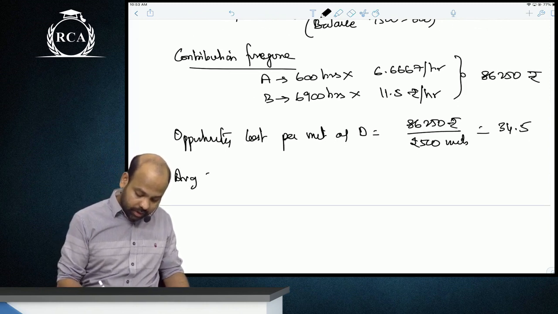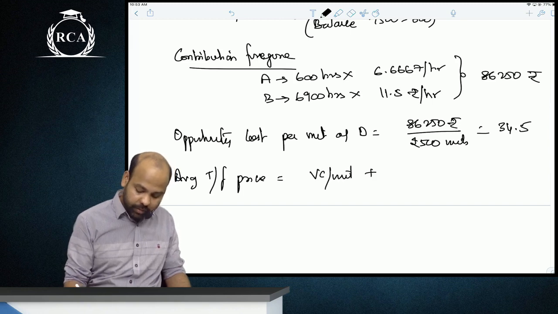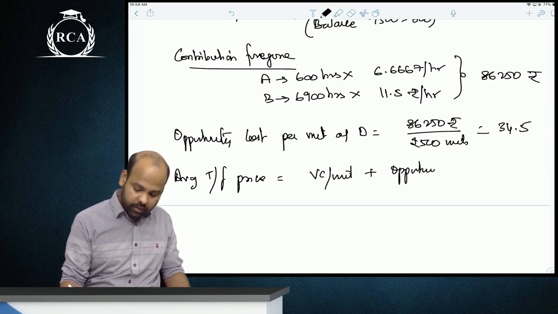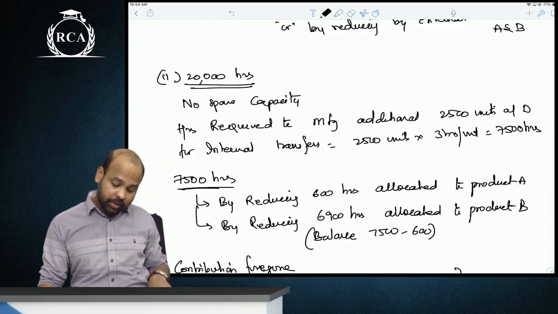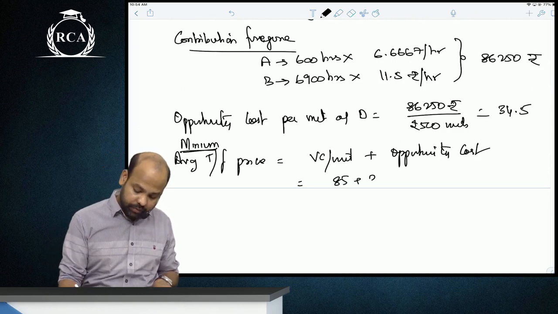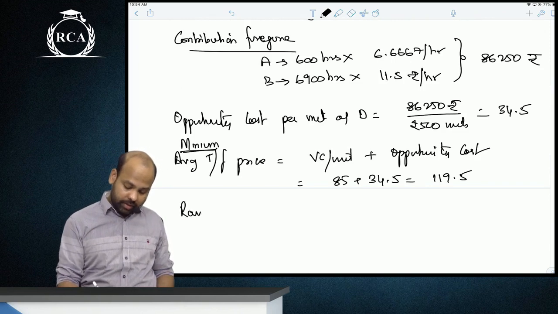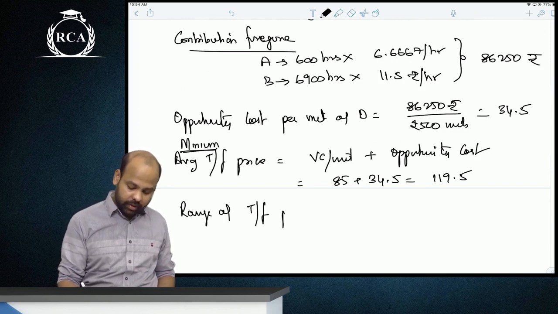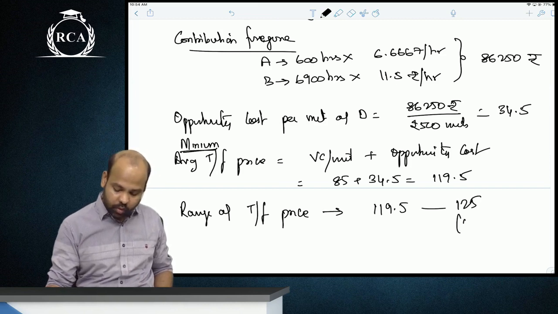So if you talk about the average transfer price, it would be your variable cost per unit plus the amount of opportunity cost. This is your minimum transfer price, of course. Variable cost per unit is 85 rupees, and the amount of opportunity cost is 34.5. Put together, 119.5. I can say the range of transfer price here would be 119.5 to 125. 125 is the maximum transfer price.